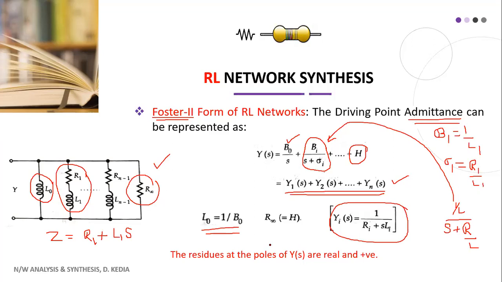And in this case, the residues at the poles of YS, they are real and positive. Okay. So I'll advise you to cross check these things once again from the book regarding residues, whether they are real and positive somewhere, real and negative somewhere. I may also have made an unintentional mistake because things are a bit confusing and repetitive. Okay, so please understand that.